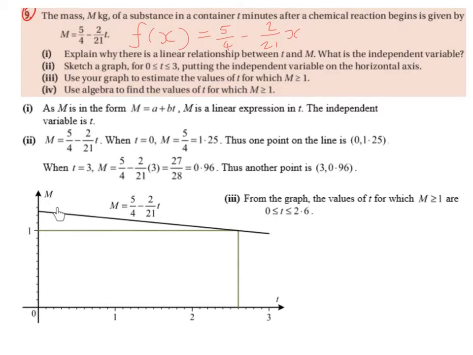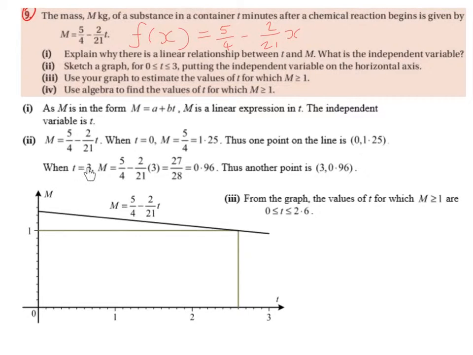So here is our graph of m equals 5 over 4 minus 2 over 21t. When t is equal to 0, m is equal to 5 over 4, which is equal to 1.25. Thus one point on the line is 0, 1.25. So that's our m-intercept.